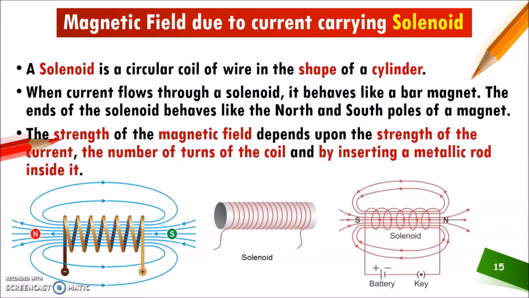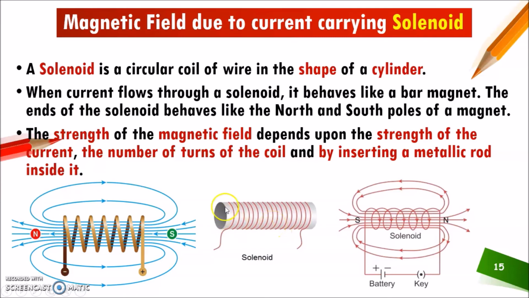Now our next conductor is the solenoid. A solenoid is a circular coil of wire in the shape of a cylinder. Like this is a cylinder and we wrap a wire over it like this. So now this is in the form of a solenoid. We can say that it is now a solenoid.